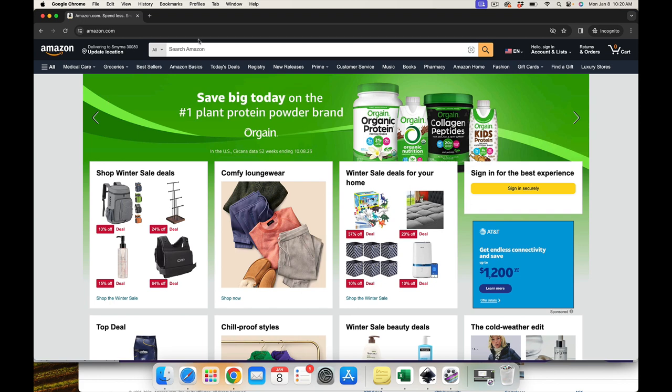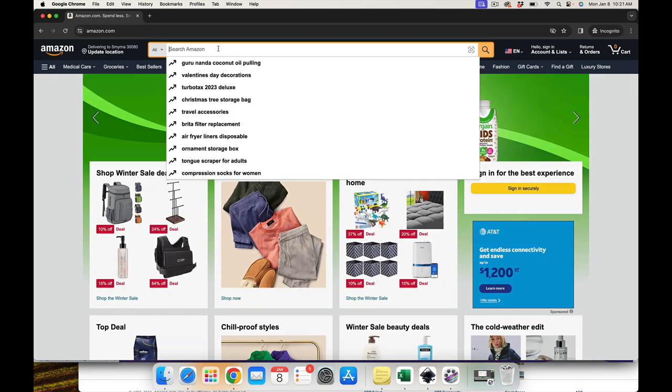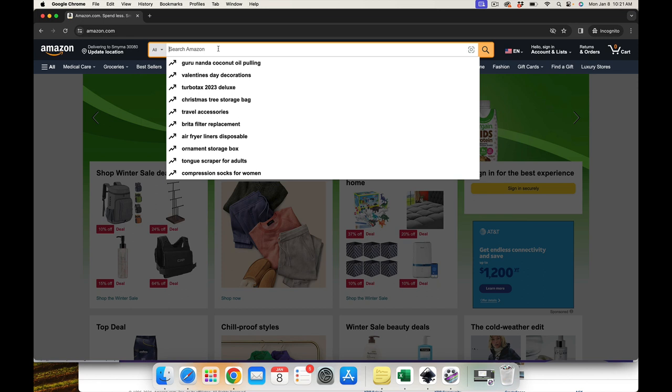So right now I am on Amazon in an incognito window, and that's because I don't want any of my personal old searches to influence what Amazon shows me. I want to start with a neutral playing field to try to get a more general idea of what people are searching for right now.